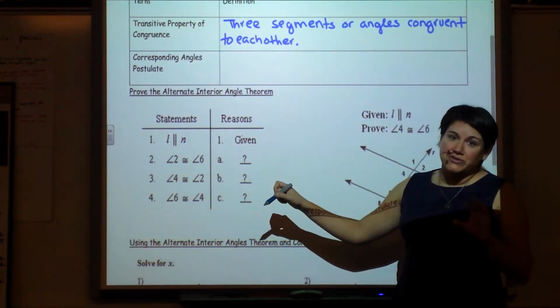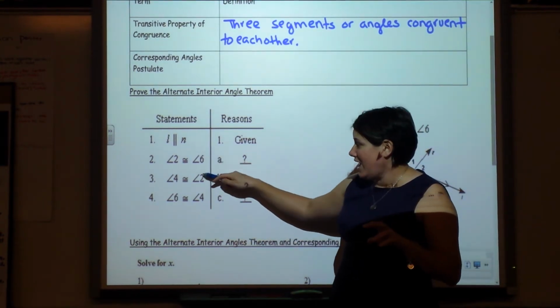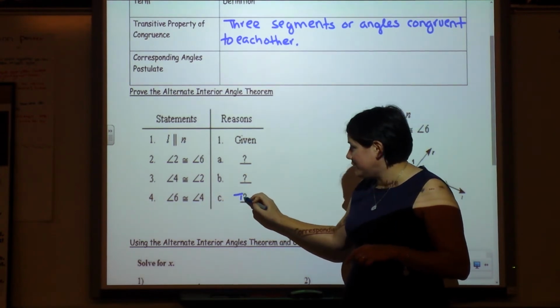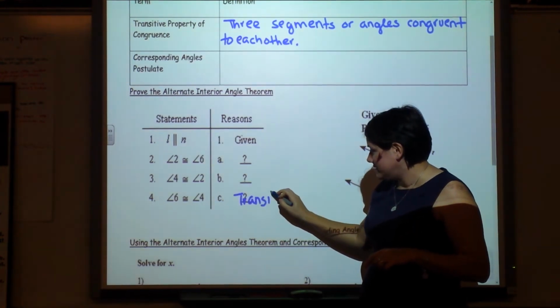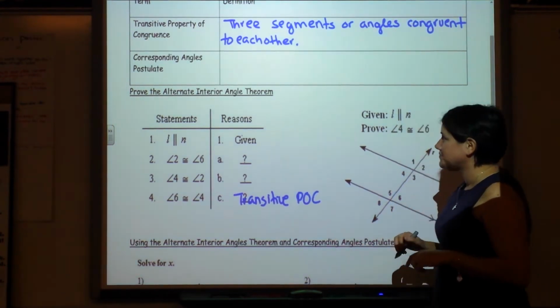And always when you use the transitive property, you're going to see those three separate statements together. And on the very last one, the third statement, that would be your transitive property of congruence. So we'll go ahead and fill that in down here. So transitive POC.